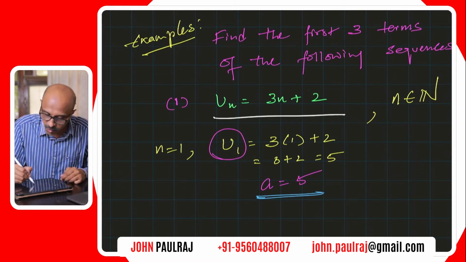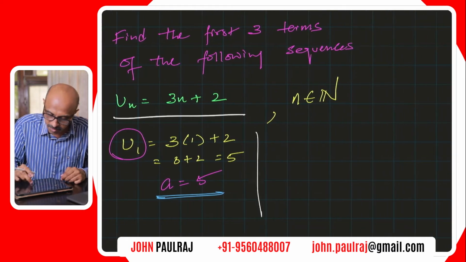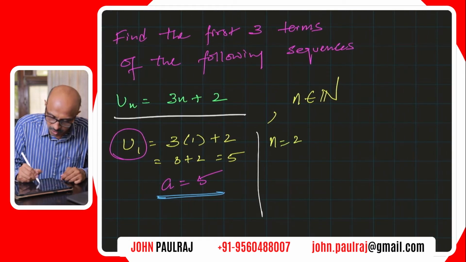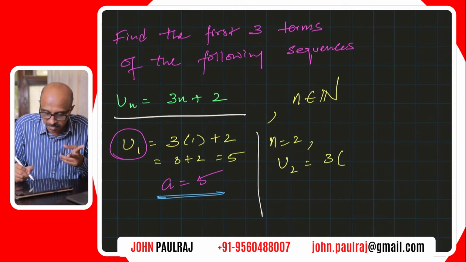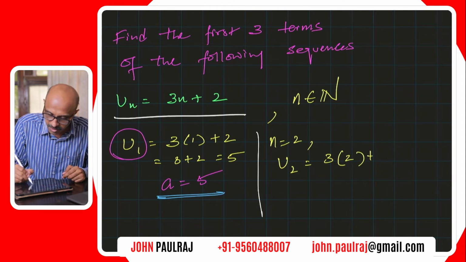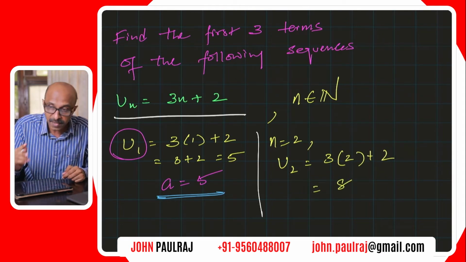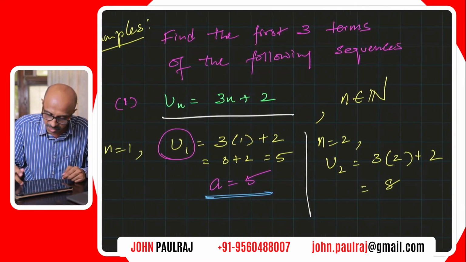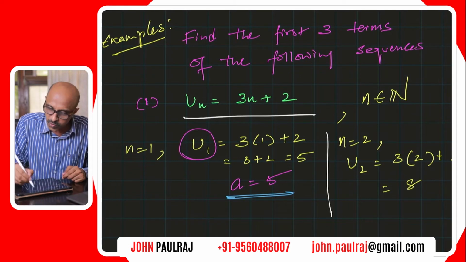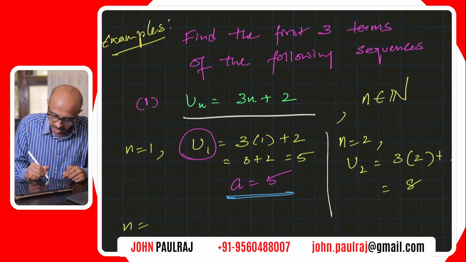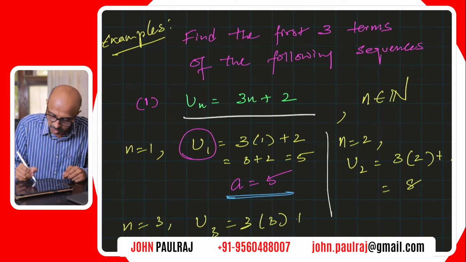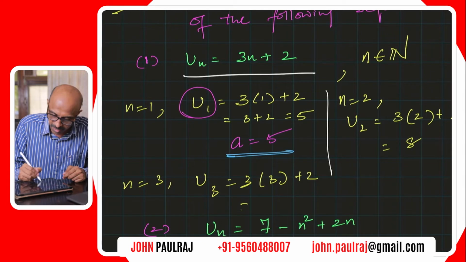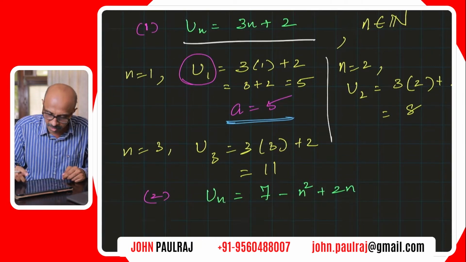In the same way, we can go ahead and find the second term and the third term. We say n equals 2 gives us the second term. u_2 would be equal to 3 times 2 plus 2, that's 6 plus 2, which is 8. And in the same way, we can find the third term of this sequence, defined by 3n + 2. So u_3, with n equals 3, is 3 times 3 plus 2, and so it becomes 9 plus 2, which is 11. Simple? All right, let's take another example.